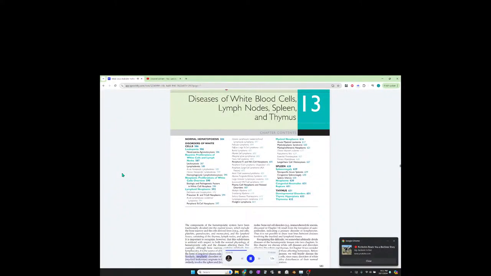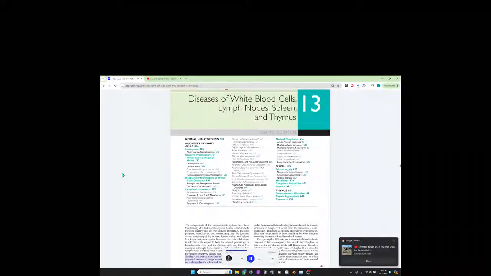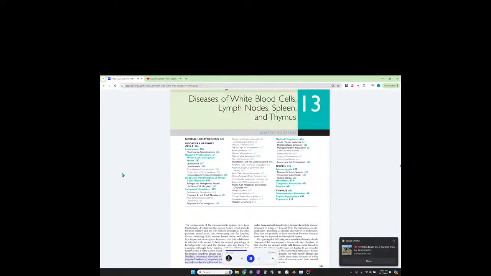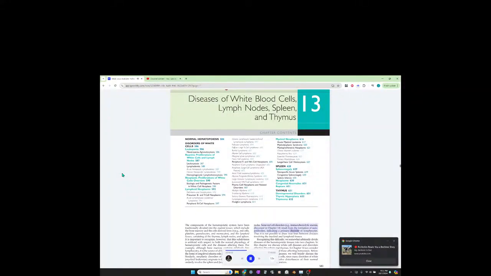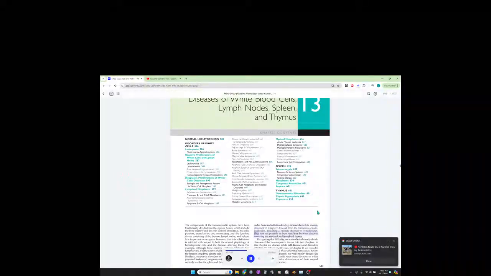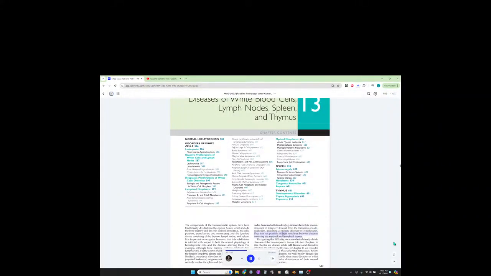Similarly, neoplastic disorders of myeloid progenitor cells originate in the bone marrow, but secondarily involve the spleen and the lymph nodes. Some red cell disorders result from the formation of autoantibodies, indicating a primary disorder of lymphocytes. Thus, it is not possible to draw neat lines between diseases involving the myeloid and lymphoid tissues.